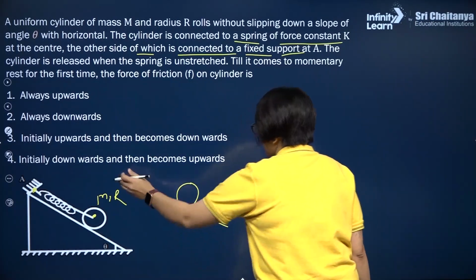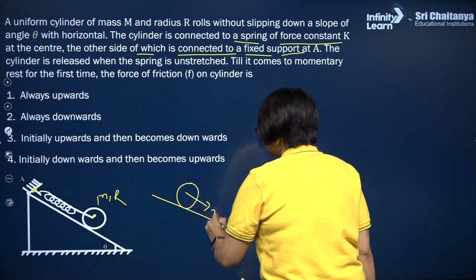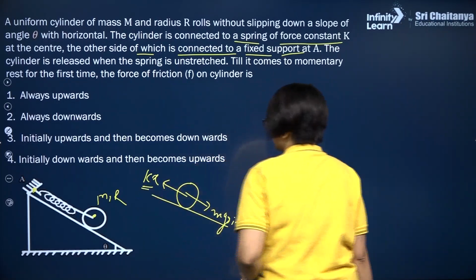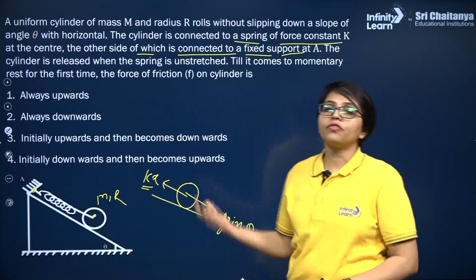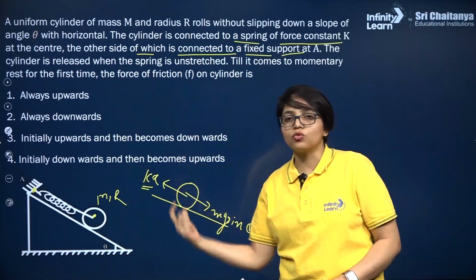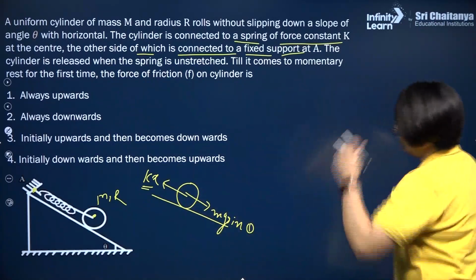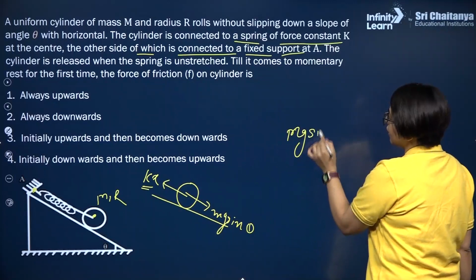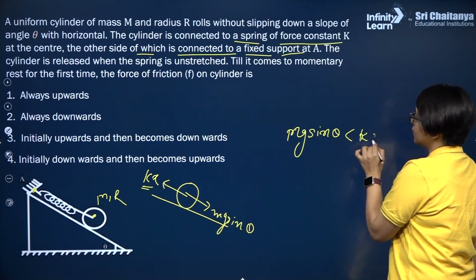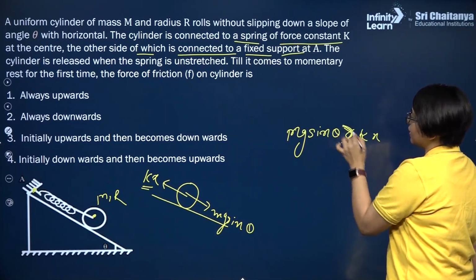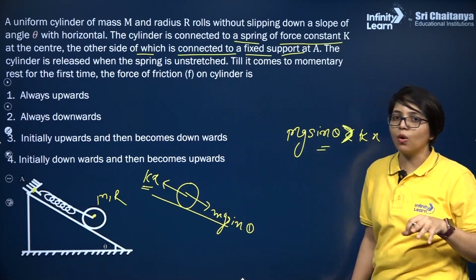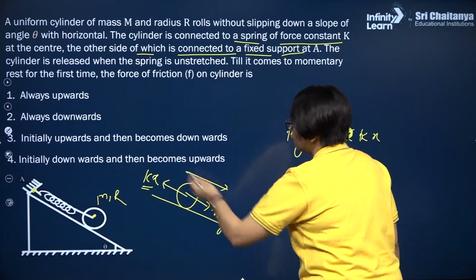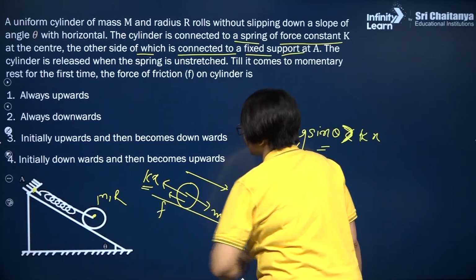So if you draw the FBD after releasing the cylinder, mg sin theta will act in this direction and kx will act in this direction. As the cylinder is rolling down, the value of kx will increase because the stretch in the spring will increase, right. So once you release this, mg sin theta will be more than kx, because x is very small just after the release. So the tendency of the cylinder to move is in the downward direction, so friction will be in the upward direction.